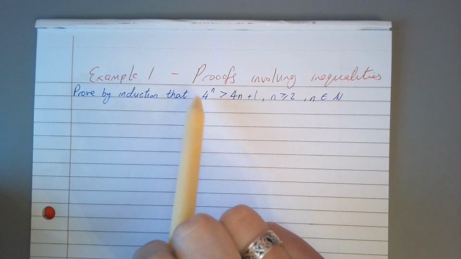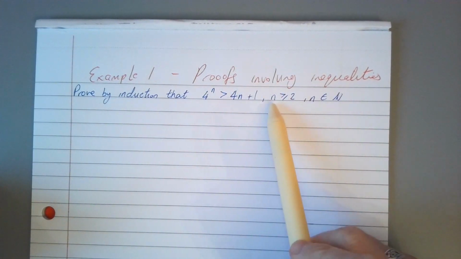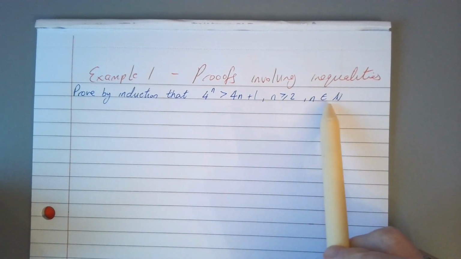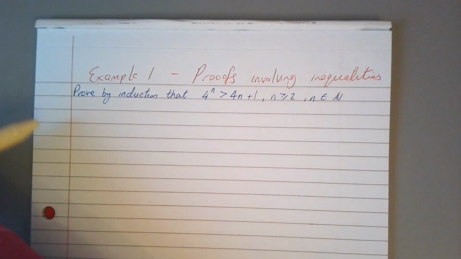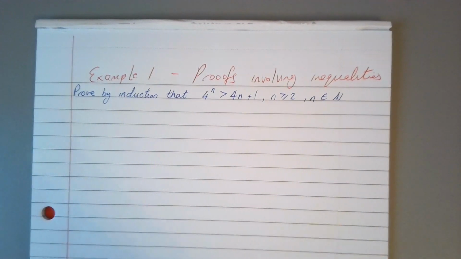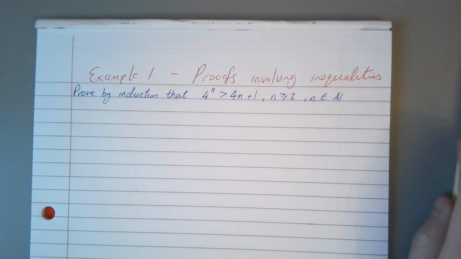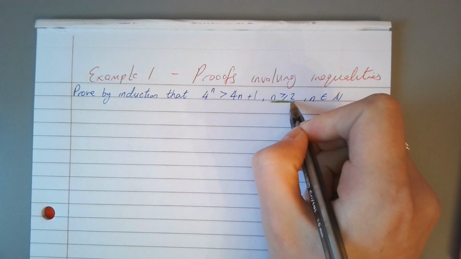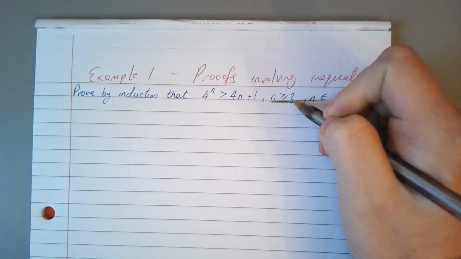Prove by induction that 4 to the power of n is greater than 4n plus 1 for numbers n that are greater than or equal to 2, and for those numbers they have to be natural numbers. Okay, so for this question for inequalities, the P1 that we normally start with depends on what they're asking us in the question. So in this question it's 2, but in other questions it could be 1, it could be 4. So for inequalities we have to be careful with step 1 with P1.